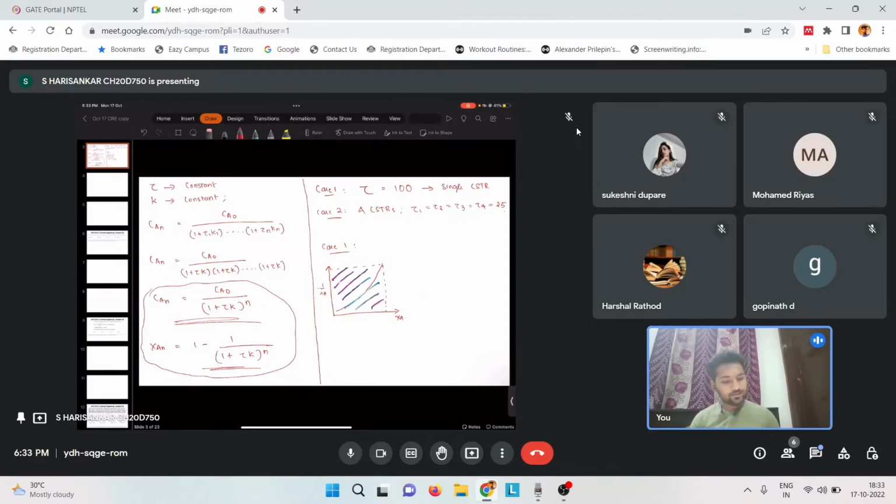But if we take case 2, we have the same operating line here. So this will be our operating line. And let's say our first reactor gives a conversion of XA1, the second reactor gives a conversion of XA2, the third reactor gives a conversion of XA3, and the fourth reactor gives a conversion of XA4. So now the area under this curve will be like this.